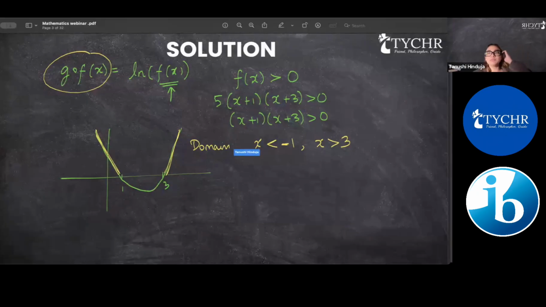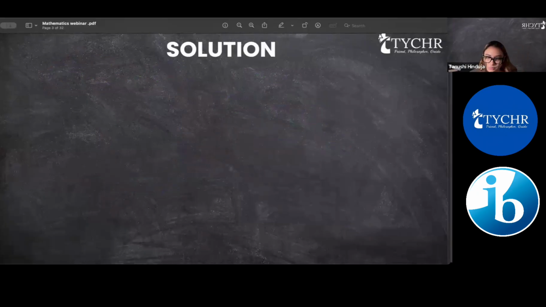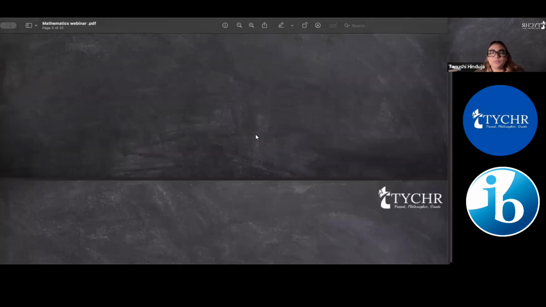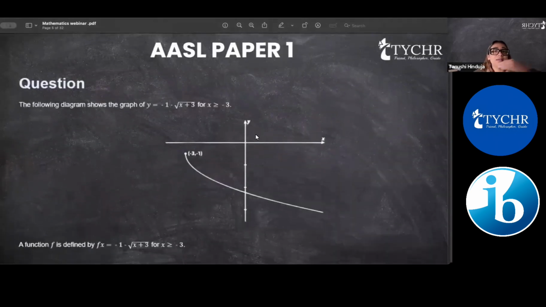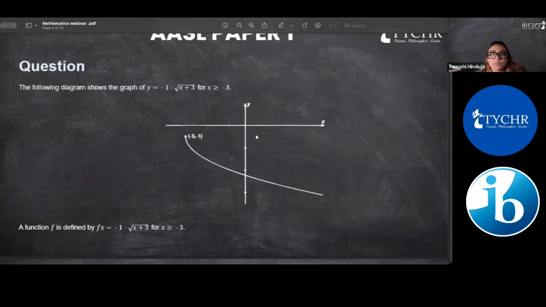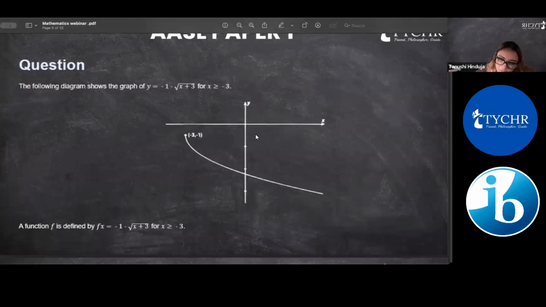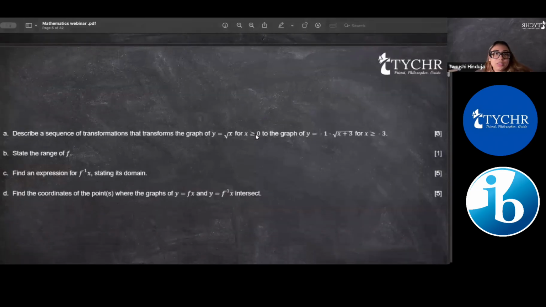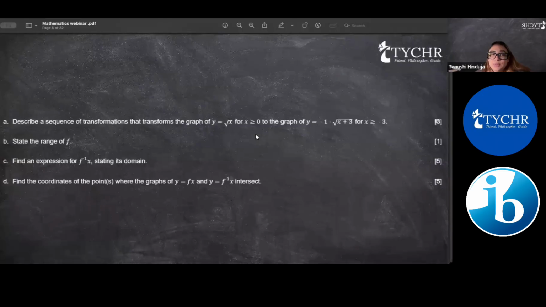All right, that was the first question. We'll move ahead to the next one. This one is from AASL paper 1. So you can see they've given a diagram for this function, y equals negative 1, negative root of x plus 3. They've also given the domain for the same. And then the question is to describe a sequence of transformations that will transform the graph of root x to this graph. So we have to go from root x, make some transformations, and get to this graph.